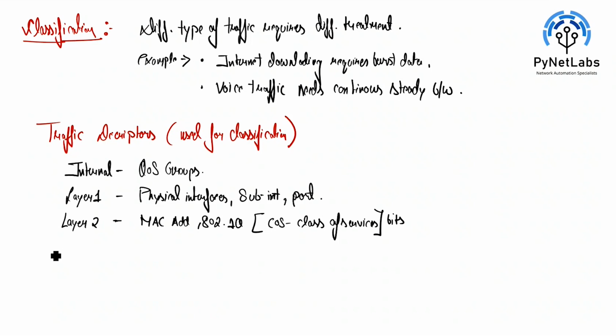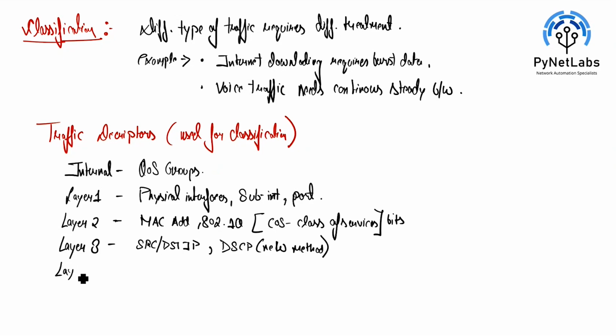Then we have layer three. Specifically, layer three is going to use source and destination IP, which is the mandatory part. Then we have some DSCP values here, which is a newer method. There was one more method used in layer 3, also known as IPP, which is going to use some TOS bits. We are not going to talk about that IPP model.